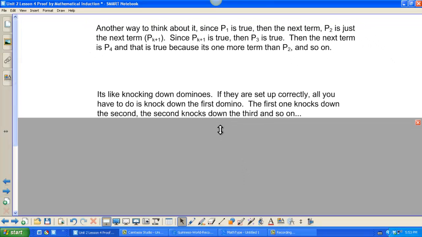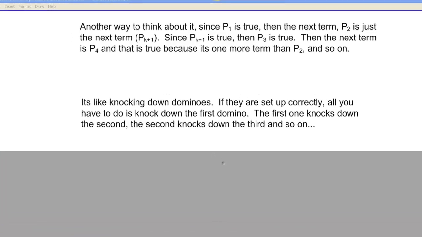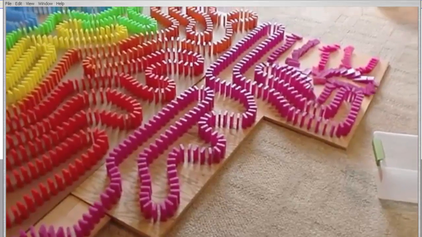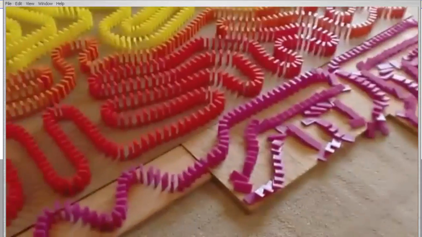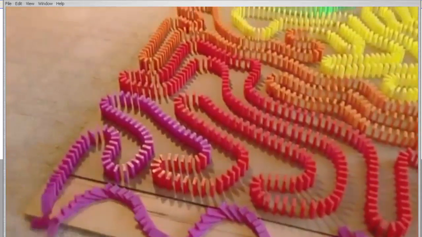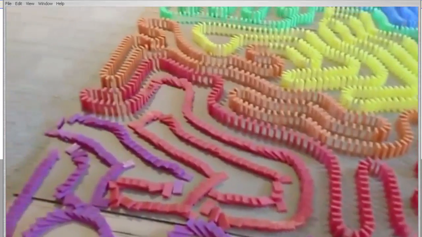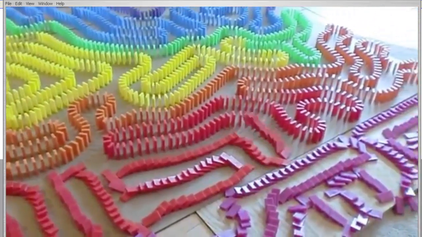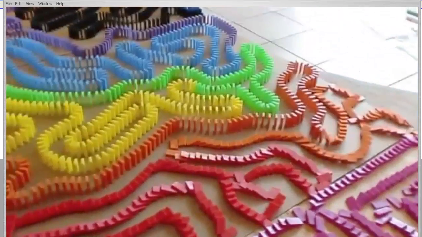So another way that you can think about this, it's like knocking down dominoes. If they are set up correctly, all you have to do is knock down the first domino. The first one knocks down the second, knocks down the third, and so on. So think about that. This person just pushed down 1. All he pushed down was the base case, assumed that the next domino would indeed knock down the domino after that, and by proving that it worked for the next domino to be pushed down, then we notice that all of the dominoes, the domino effect, it's always happening until infinity.